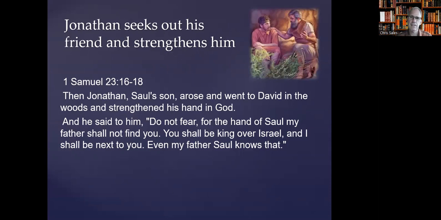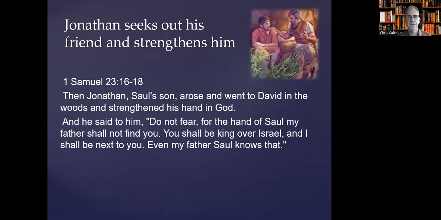Yeah, it's hard to read the next line without really just breaking down in tears. Jonathan says to David, "You're going to be the next king over Israel, and I'll be next to you." And he says, "Even my father Saul knows that." This was Jonathan's hope, that he would be David's helper. "What can I do to help you in the kingdom? I'm going to help you now in exile, running from my father. I know you're going to be king, and I'll be there right beside you."